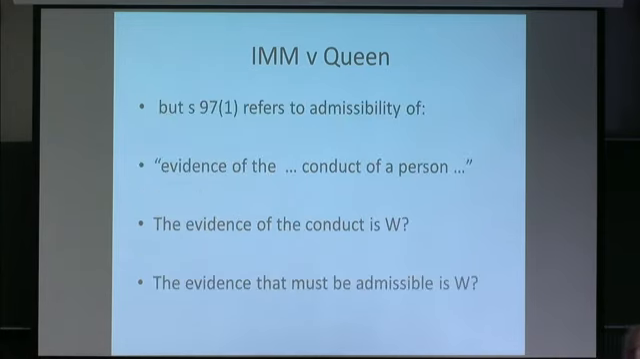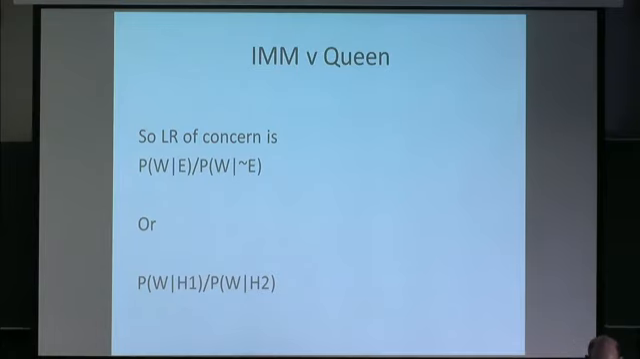But section 97.1 refers to the admissibility of the evidence of the conduct of a person. And the evidence of the conduct is the witness statement in the witness box. And that's the evidence that has to be admissible, that the judge has to consider the significant probative value of. So that means that the likelihood ratios of concern are to do with the probability that the witness would have made this statement, not the probability that he ran his hand up her leg, given the alternative hypotheses.